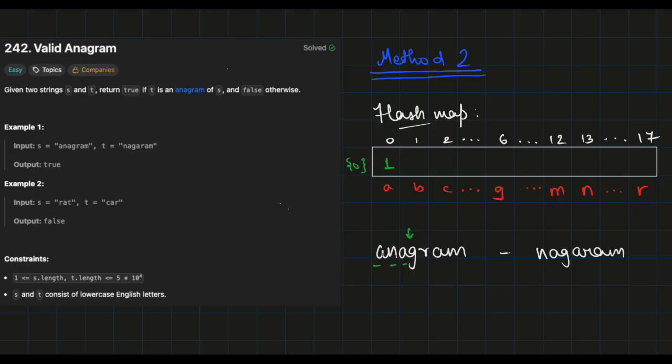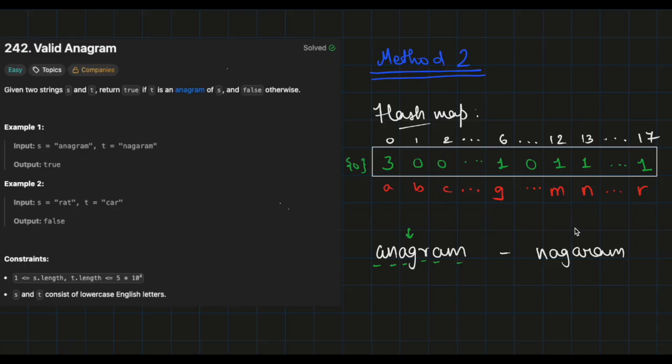So by reaching A we have 1, when we reach N we increase the count to 1. When we reach A, we get this count to 2. When we reach G, we increase the count of G to 1. R, like that, 1. Then we go to A, and we increase the count to 3. Then for M, we get the count as 1. And like that, the rest of the array elements remain 0.